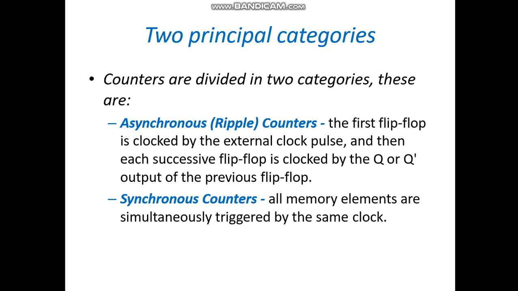These are the asynchronous ripple counter and the synchronous counter. In the ripple counter, the first flip-flop is clocked by the external clock pulse, and then each successive flip-flop is clocked by the Q or Q dash output of the previous flip-flop. In the synchronous counter, all memory elements are simultaneously triggered by the same clock pulses.